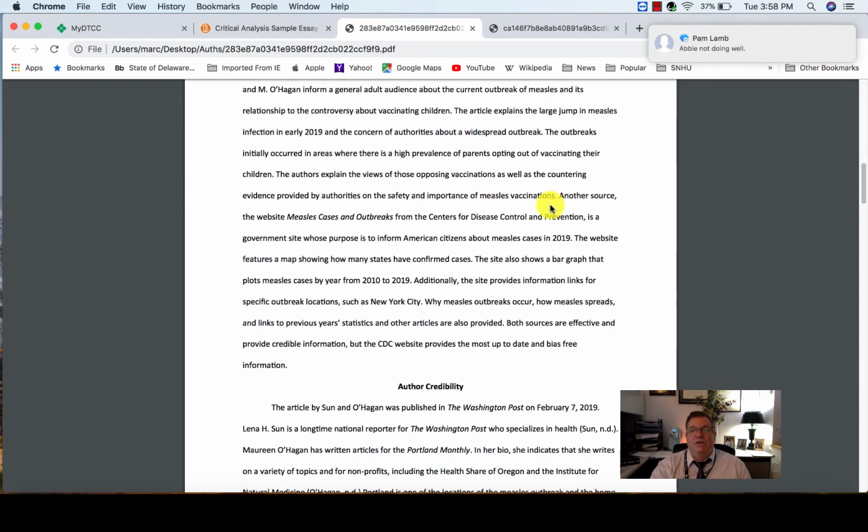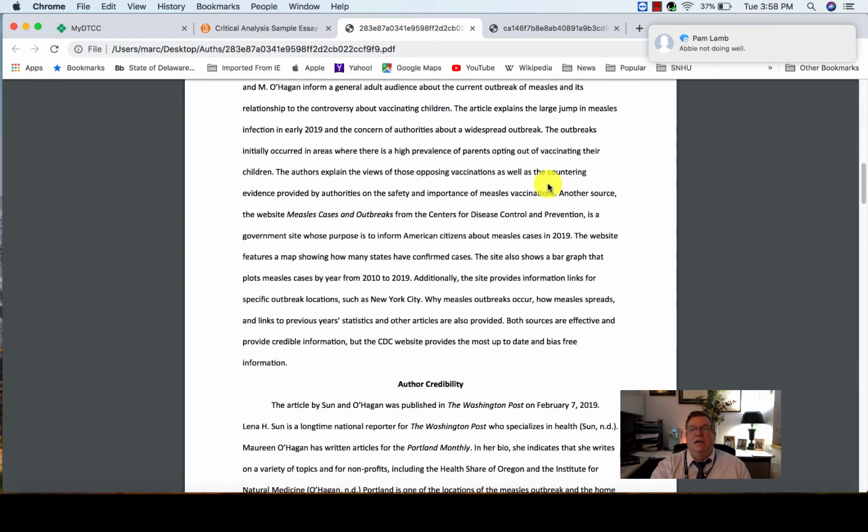And now we move on to the next source. Another source, the website Measles Cases and Outbreaks from the Centers for Disease Control and Prevention, is a government site whose purpose is to inform American citizens about measles cases in 2019. So again, we have the title, we have the actual source, and we have the purpose, inform, and the main idea. Now, the next couple sentences deal with the summary of that particular article.